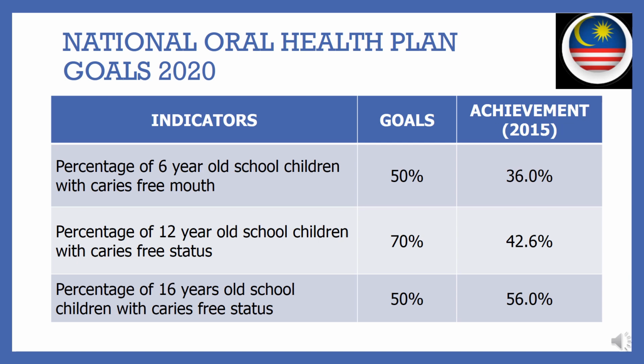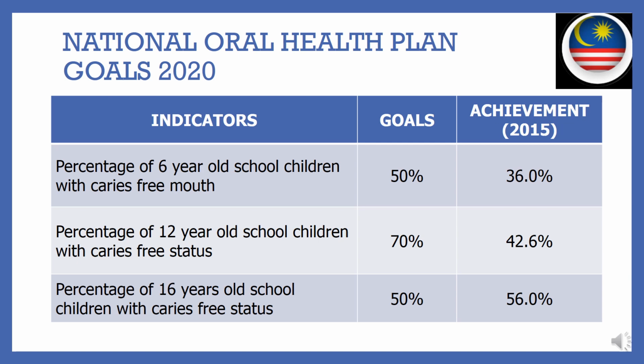The National Oral Health Plan goals for 2020 focus much on school children. I will just give an example of three important indicators regarding school children. Number one is the percentage of 6-year-old school children with caries-free mouth, with a goal of 50%, and in 2015 the achievement was 36.0%. The second indicator is the percentage of 12-year-old school children with caries-free status, with a goal of 70% and an achievement of only 42.6%.